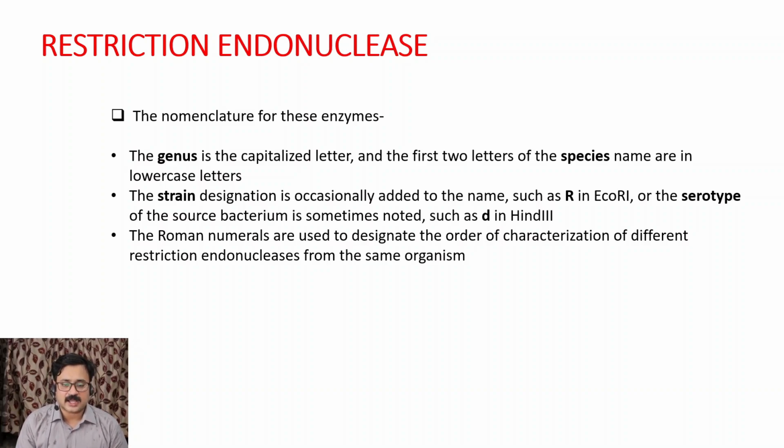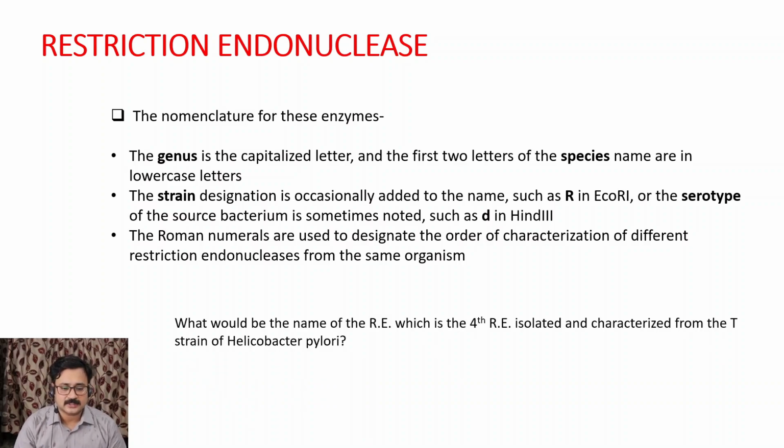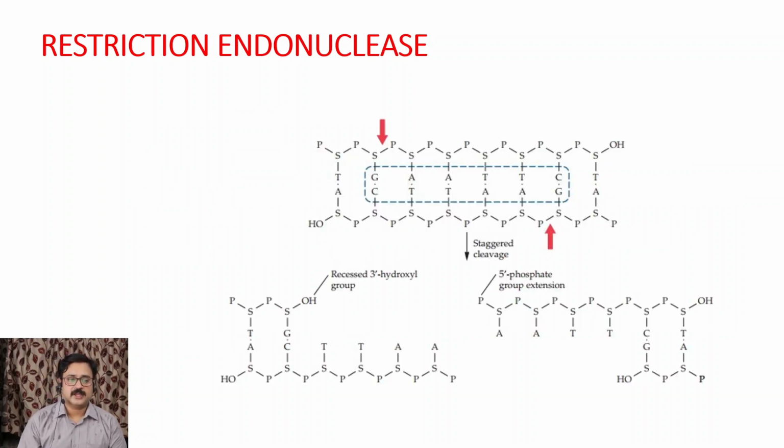Now I have added a problem regarding this: what is the name of the restriction endonuclease which is the 4th restriction endonuclease isolated and characterized from the T strain of Helicobacter pylori? If you can solve this, then write the answer in the comment section. Anyway, let's move ahead.